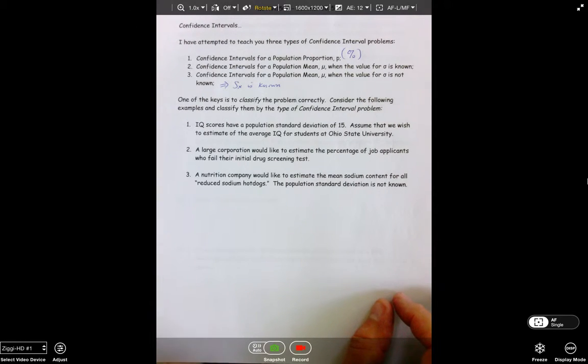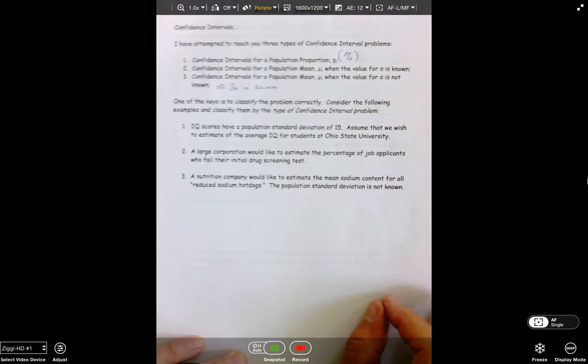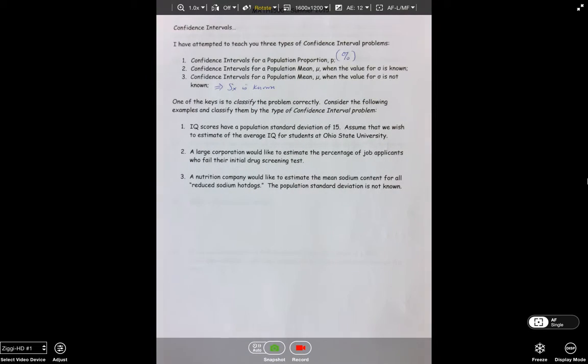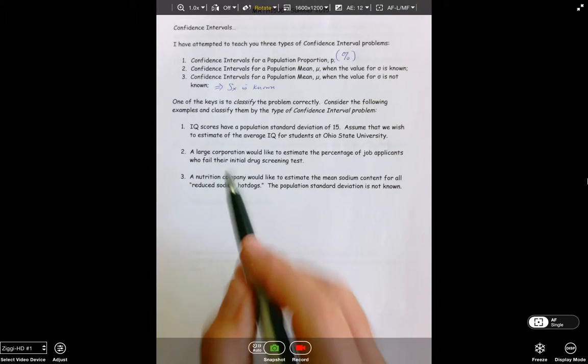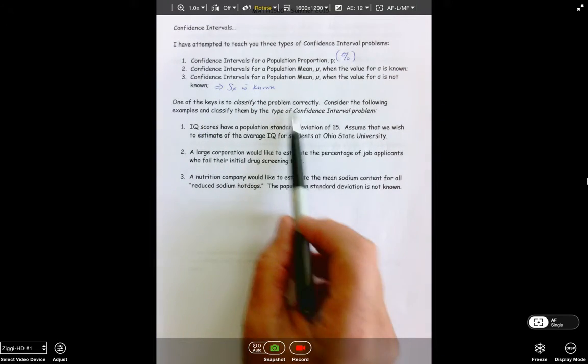So one of the keys, it's not going to be so critical on your homework assignment online, but it's going to be very critical when you're working your final exam, because these problems are going to be thrown in all together. So one of the first hurdles is determining what type of confidence interval problem you're working, so you'll know which type of confidence interval key to hit. So again, one of the keys is to classify the problems correctly.